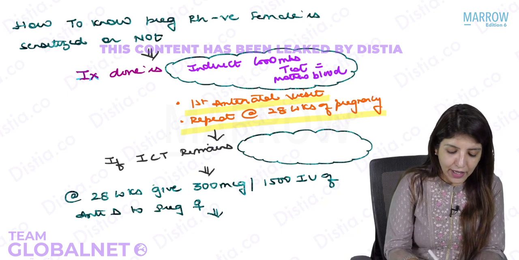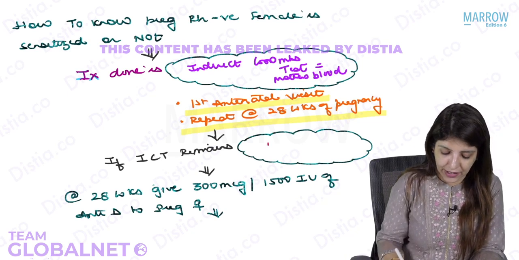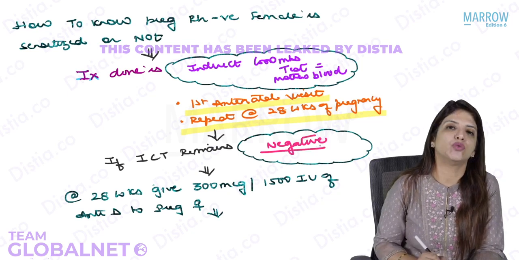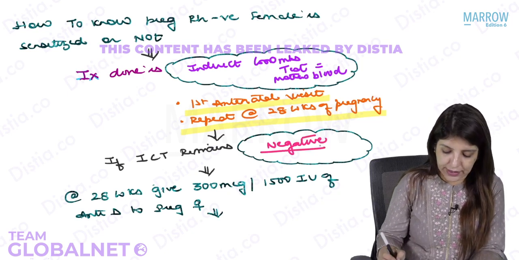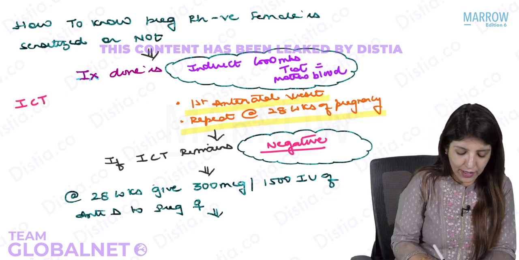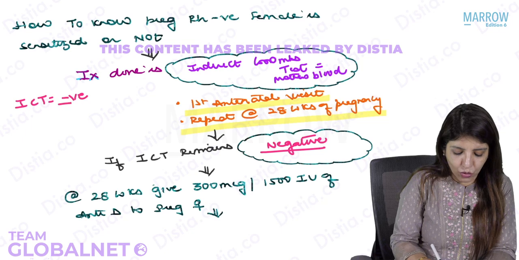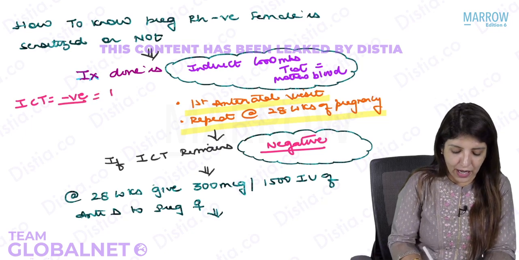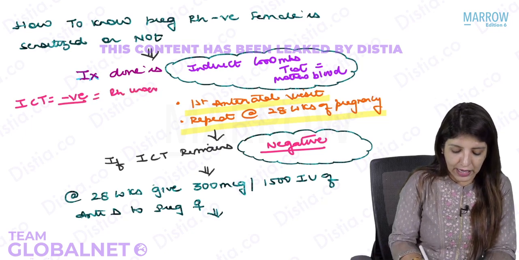If the indirect Coombs test remains negative, what does that mean? Indirect Coombs test remains negative. So please write over here. Indirect Coombs test negative means that she is an Rh unsensitized female.